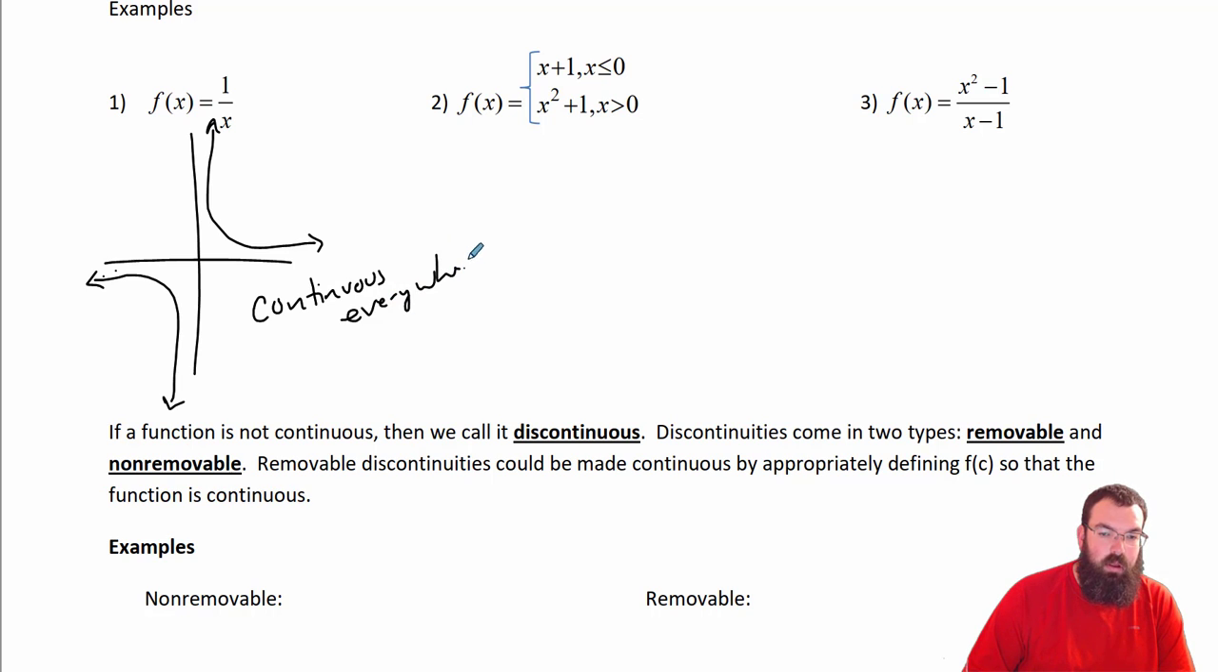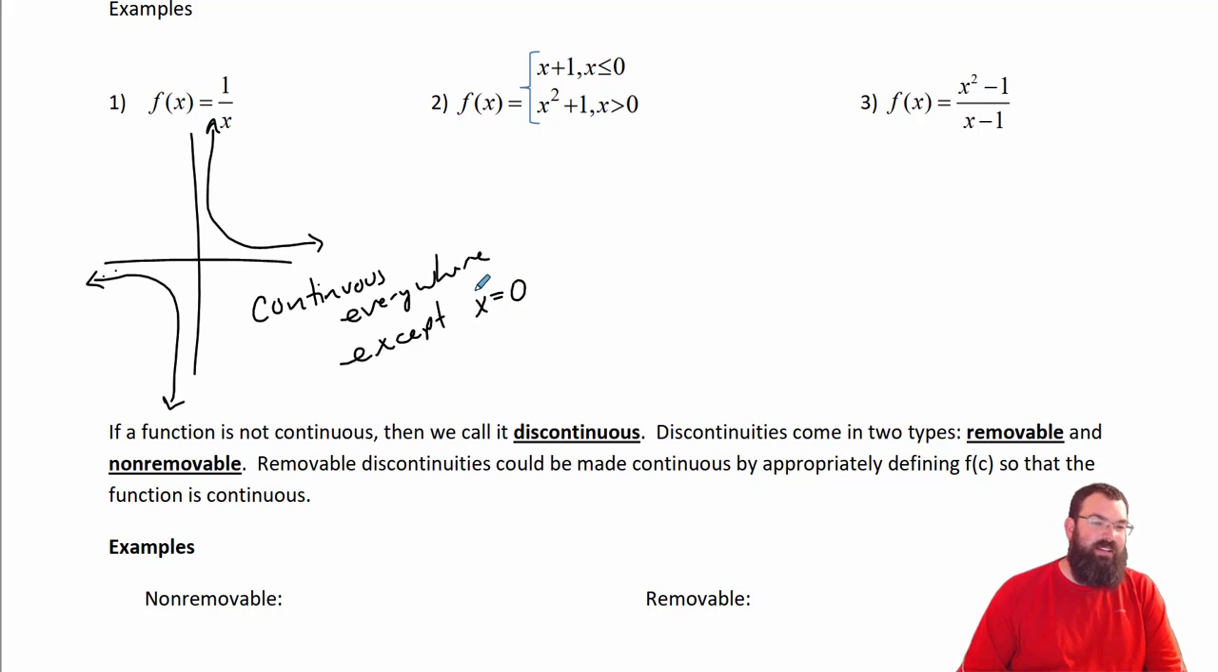everywhere except when x is equal to 0. Another way we could say this is, technically 0 is not in the domain of this function. So it's from negative infinity to 0, open bracketed, right? And then open bracketed. So we can say it's continuous on its domain. 0 is not technically in its domain.